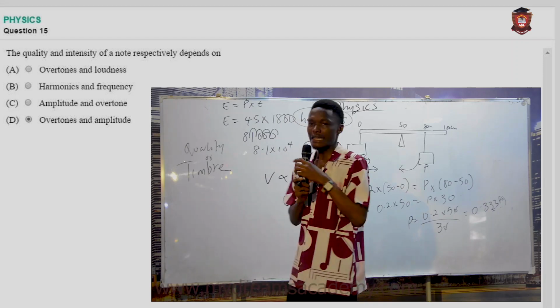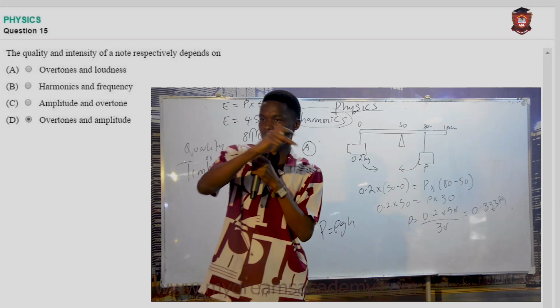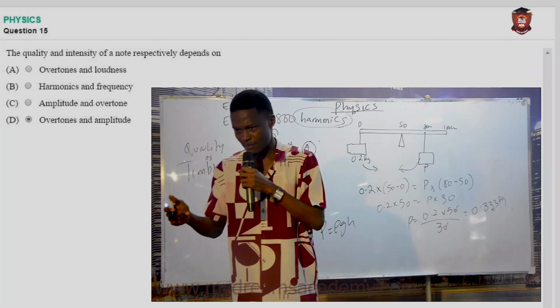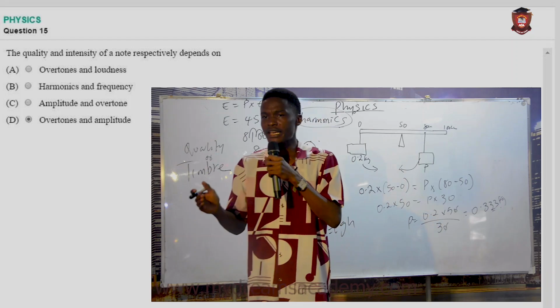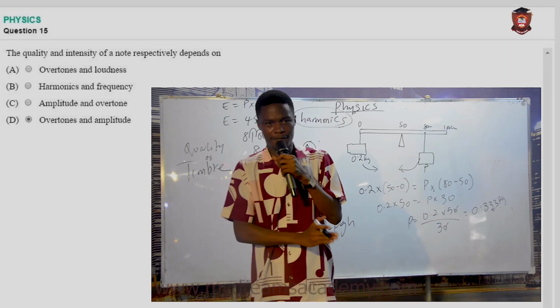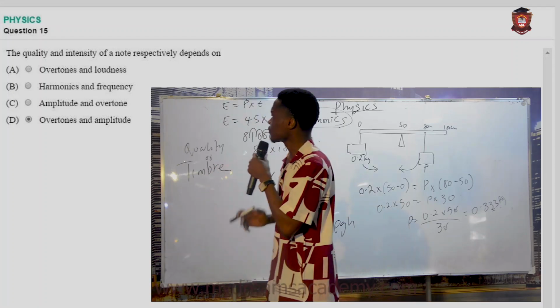But technically, you say that overtones are the multiples of the fundamental. Overtones are multiples of the fundamental. Then, harmonics are the combination of the fundamental and the overtones. That is what harmonics is.